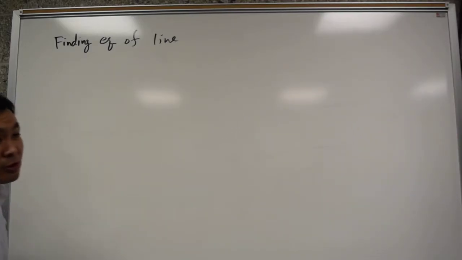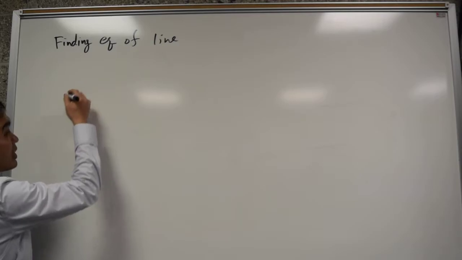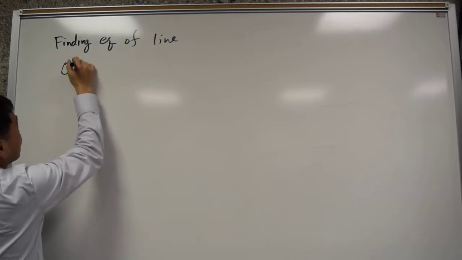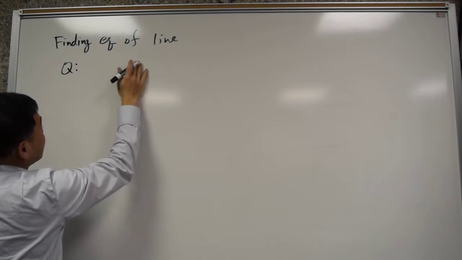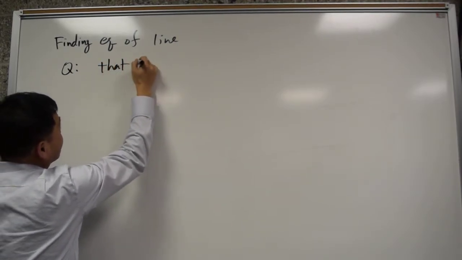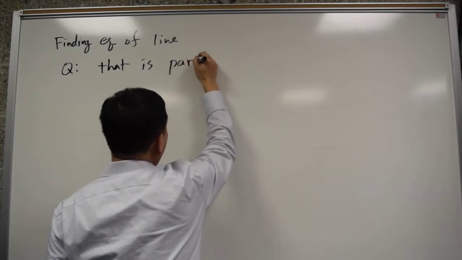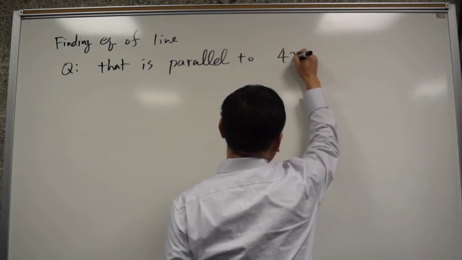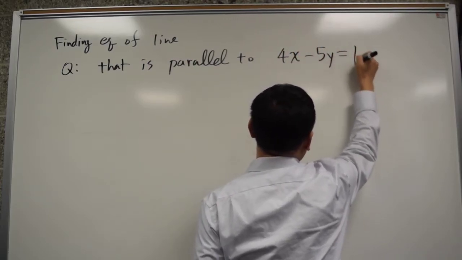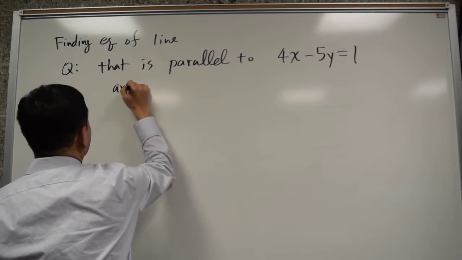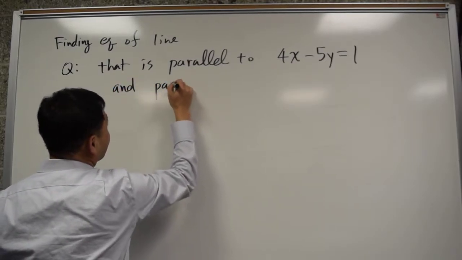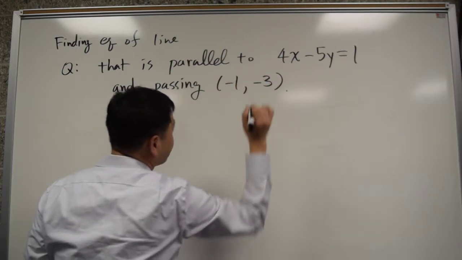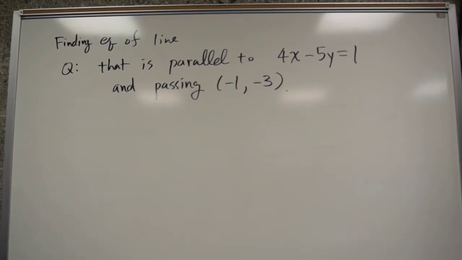Now, another type of question that you might see will be finding parallel lines. So let me write an example question. Find the equation of the line that is parallel to 4x minus 5y equals 1 and passing through (-1, -3). Let's try this.